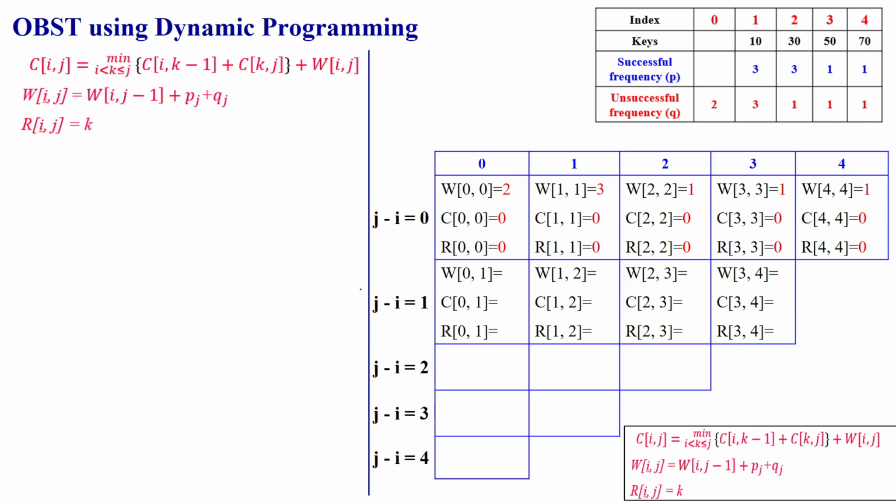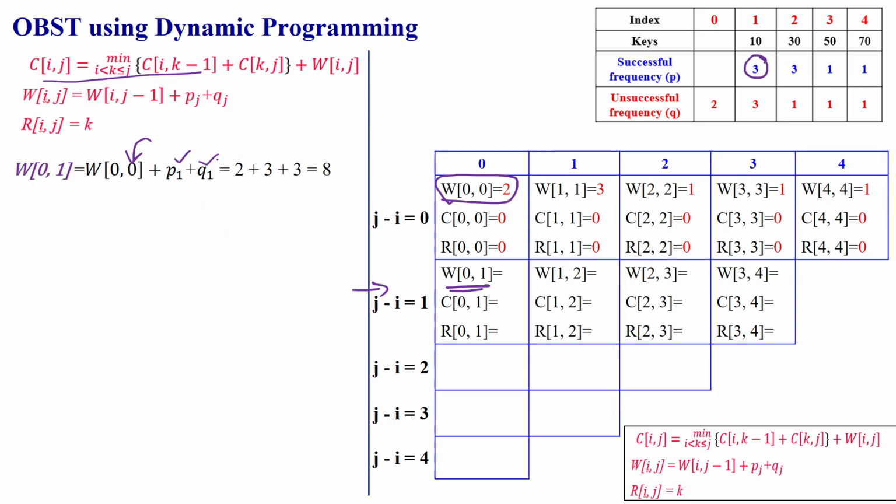Then we are incrementing i by 1. Now we are going to utilize this formula. Based upon that, I'm going to identify w of 0 comma 1. For this, I can use the previous value. You see, the next sub-problem is utilizing the previous sub-problem's solution. Then p1 is 3 and q1 is 3. When you substitute the values, you get 8.